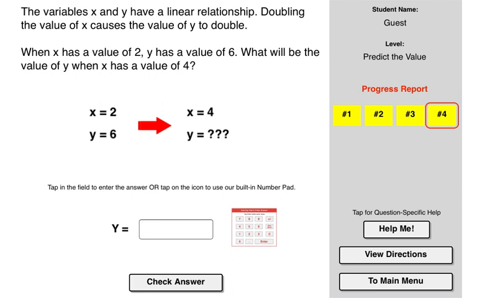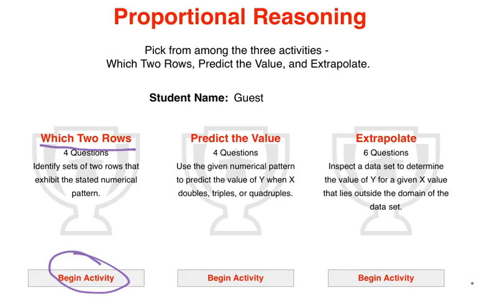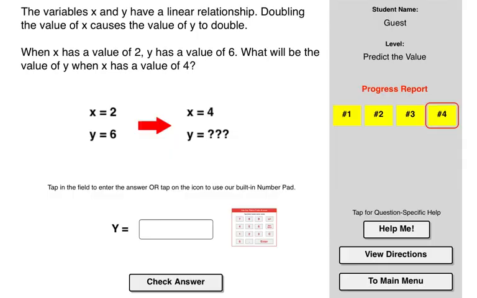The second activity in here is called predict the value. So that's the one I'm going to show you now as an example. For predict the value, it's going to be really important to pay attention to this dialog box at the top because it tells you they have a linear relationship and doubling the value of x causes the value of y to double. So I look here. So y doubles when x doubles.